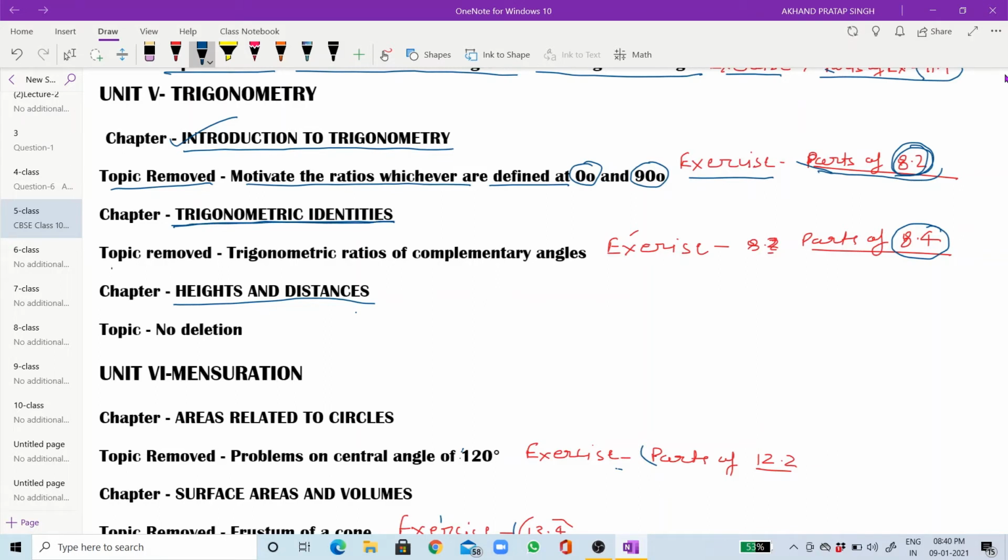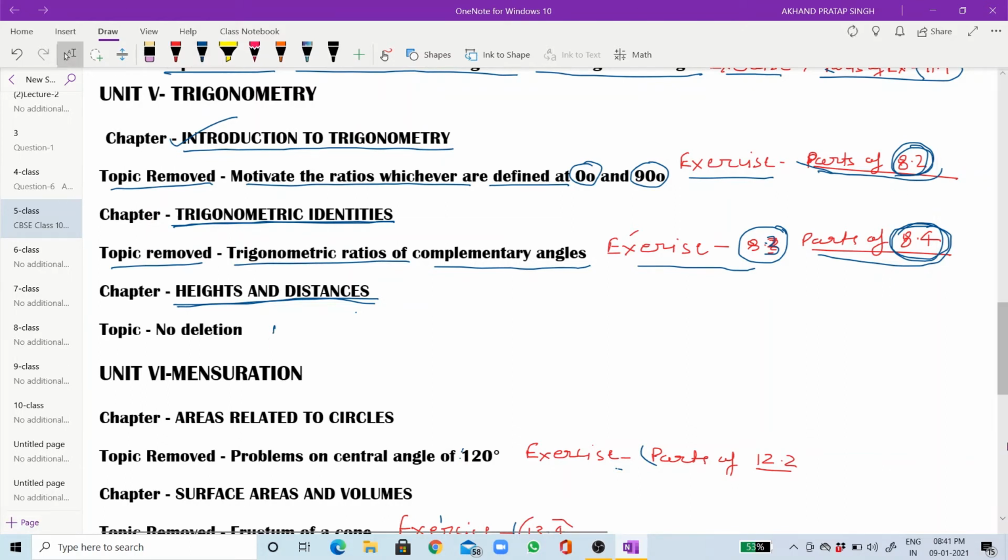So the next is trigonometric identities. In trigonometric identities, the topic removed is trigonometric ratios of complementary angles. And if you look at NCERT, then exercise number 8.3 will be removed, and some part of exercise 8.4 is reduced. And the next one is heights and distances. So there is no deletion, the whole syllabus of heights and distances will come.